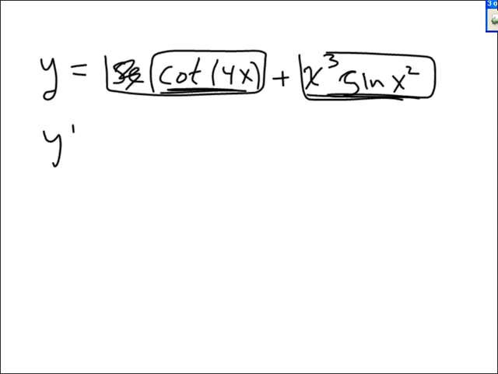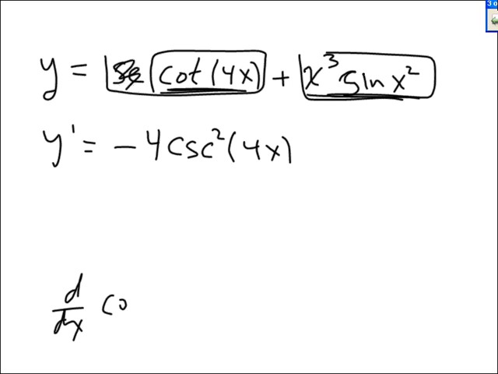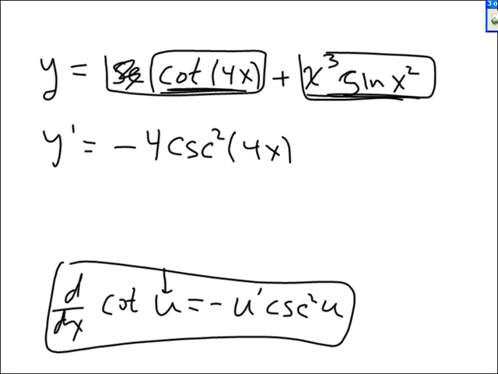The derivative of cotangent of any angle, well, it's negative the derivative of the angle times cosecant squared of the angle. The derivative of cotangent of any angle, let u just stand for any angle, equals negative the derivative of the angle times cosecant squared of the angle. You need to know this. Can't play the game unless you know the rules. Okay, that's the derivative of the first term.